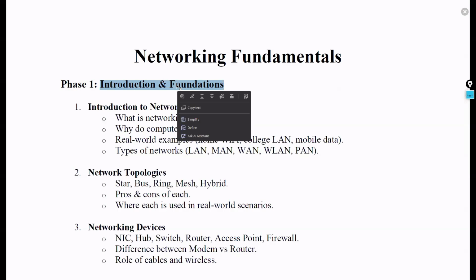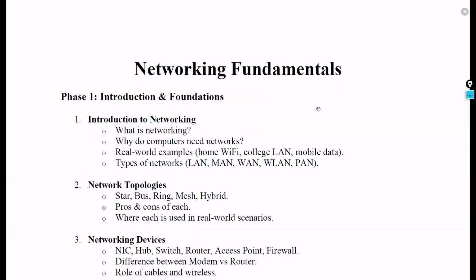It might be possible that a few of the terminologies you're already aware of and you already know about, but still, just to brush up, we'll go through that again. So we'll start with the introduction to networking. Then what's the need of networking? Why do computers need networks? Then we'll see some real world examples and different types of networks.